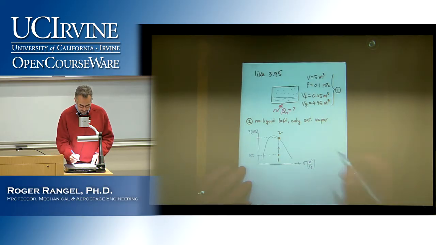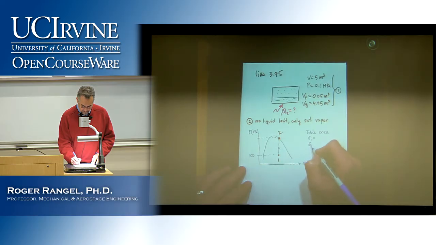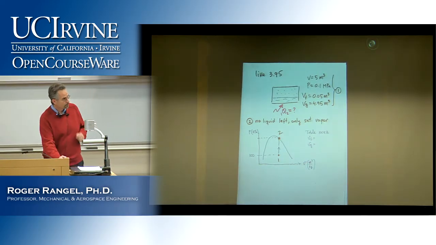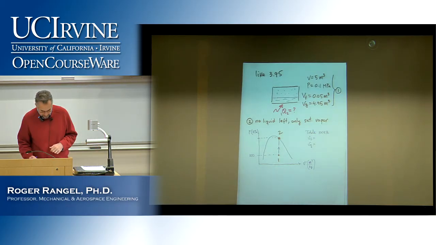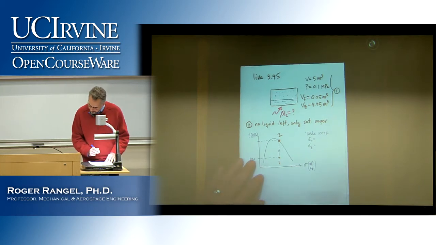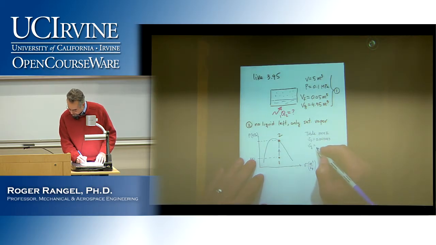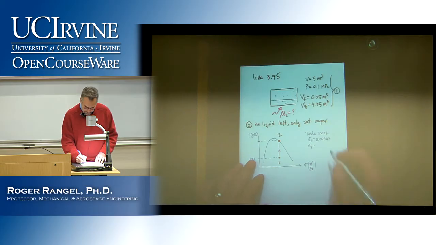For vf and vg. So at the table, at 100 kilopascals, read vf, read vg. Right? And if you do that, you'll get the numbers. For vf, you will get 0.001043, and for vg 1.694. And these are cubic meters per kilogram.